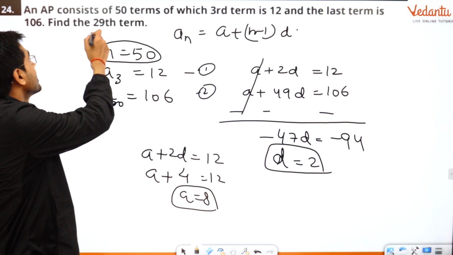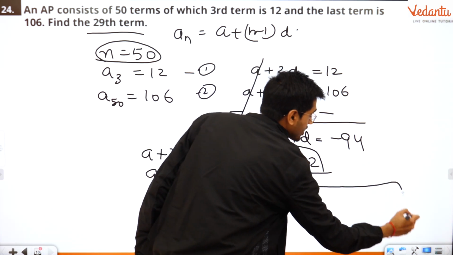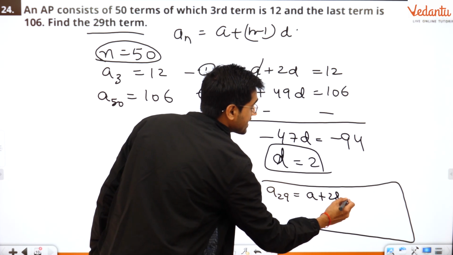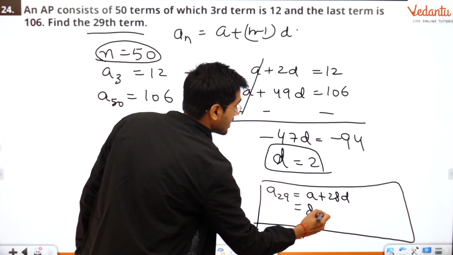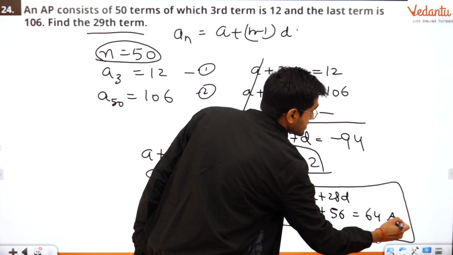What are they asking, ma'am? 29th term. Okay, I will find it for them. A29 will be what? A plus 28D. Put the value of A, 8. Put the value of D, 2. 8 plus 56 is equal to 64 is our answer. Done.